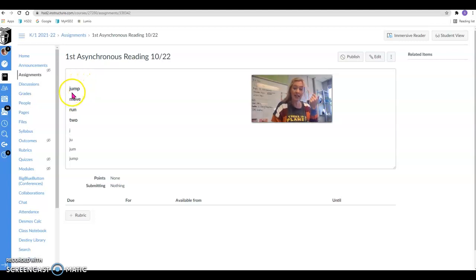Good. The second letter in jump is U. So we're going to write J, then J-U. The third letter in jump is M. So we're going to write J, J-U, J-U-M. And finally, the whole word at the bottom, J-U-M-P. So you write each letter with its next buddy until you make a pyramid all the way down.